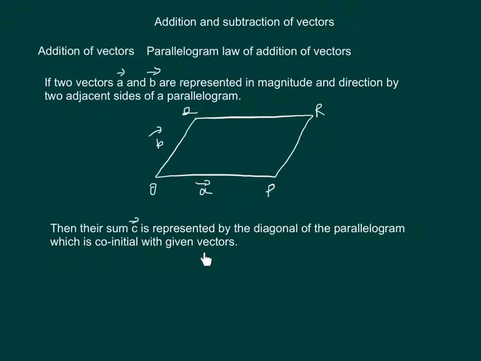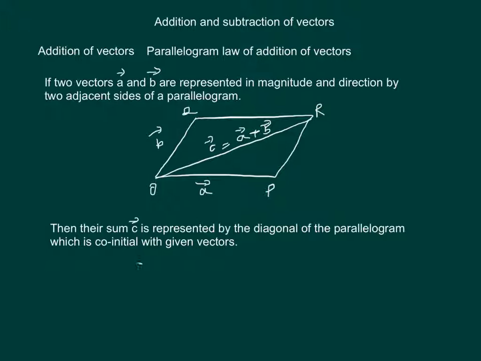What does this line mean? We know that we have two diagonals of the parallelogram, PQ and OR. We are saying the sum will be represented by the diagonal which is co-initial, meaning it has the same initial point as the vectors A and B. Hence, this is our vector C, which is actually equal to vector A plus vector B.